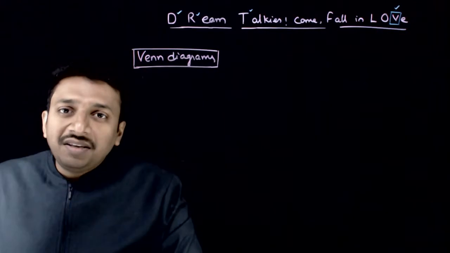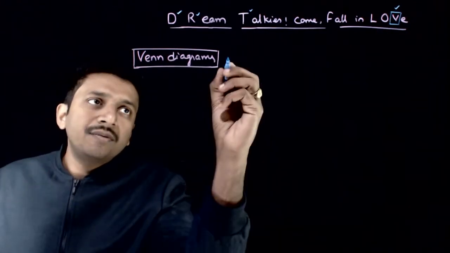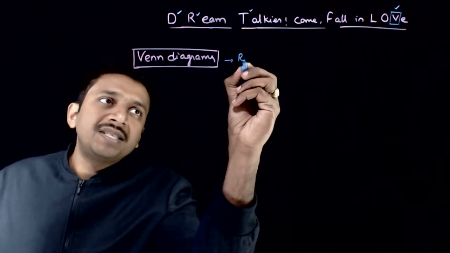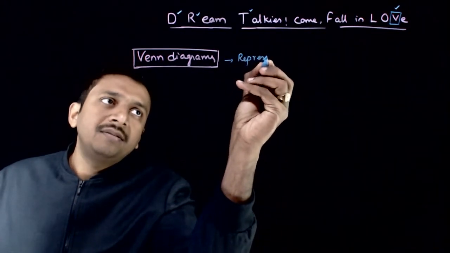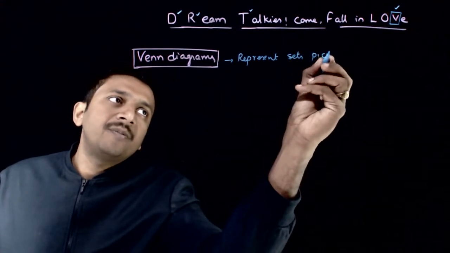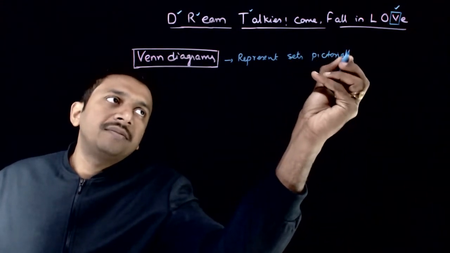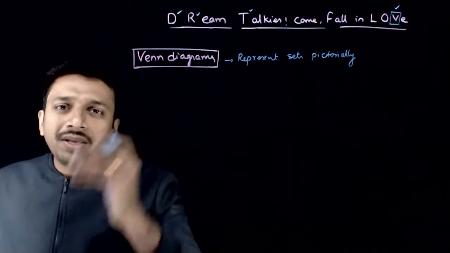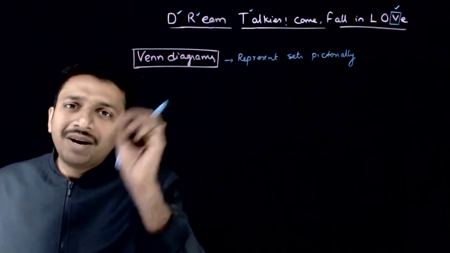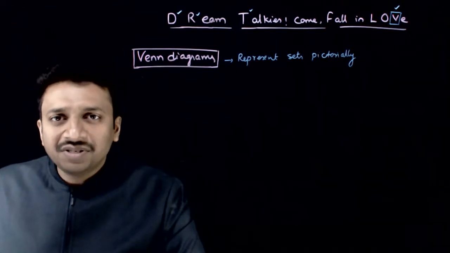So let us first see the concept of Venn diagram. Venn diagrams are a way in which we can represent sets pictorially. Venn is the name of a mathematician. Euler and Venn combinedly gave these diagrams.